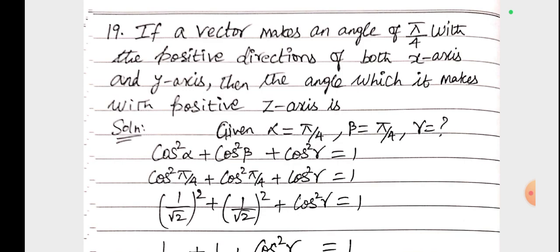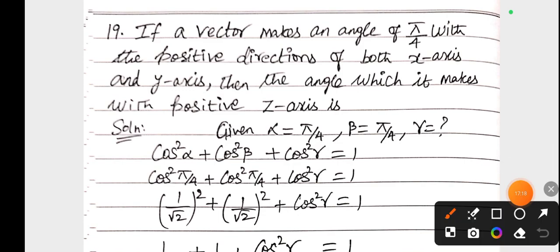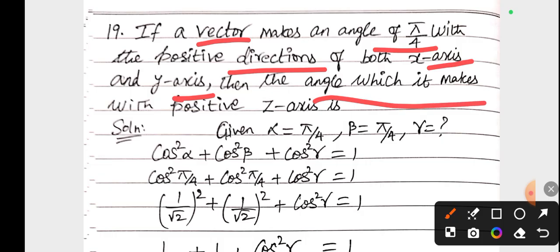Going for the 19th question, MCQ. So it is binary, 1 mark or 0 mark, no step marks for MCQ. A vector makes an angle of pi by 4 with the positive direction of both the x-axis and y-axis. Then find the angle it makes with the positive z-axis. So alpha is pi by 4, beta is pi by 4, and gamma is the unknown. So we can use cos square alpha plus cos square beta plus cos square gamma equals 1.